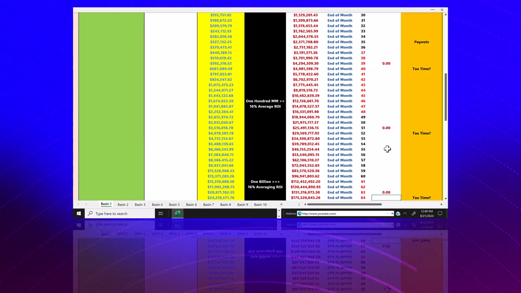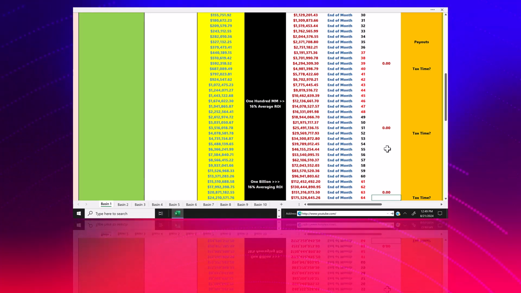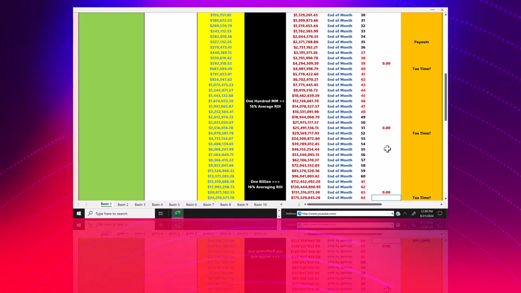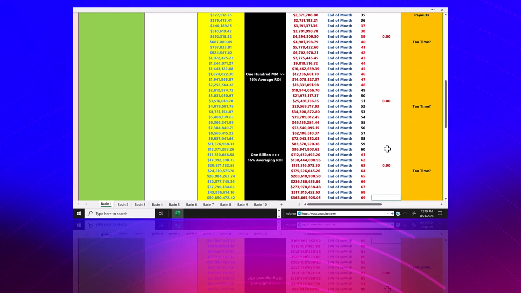These are my maximum contributions to my Roth. Notice my Roth is worth over 151 million already on my 63rd month. 14 years. If you were 47 right now and you started this when you were 60 years old, you could start taking money out of it because this is 14 years old.